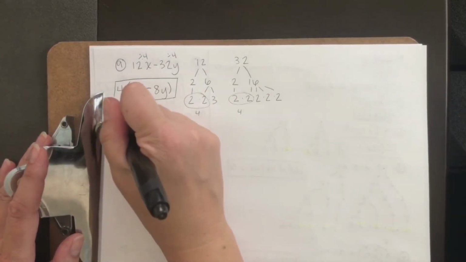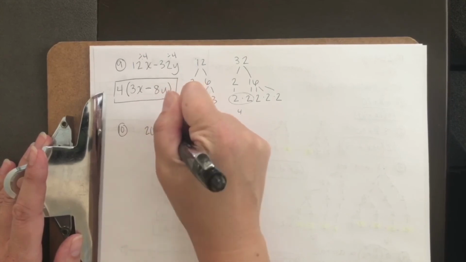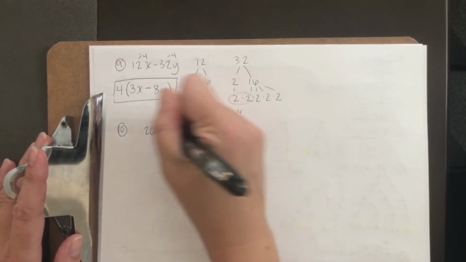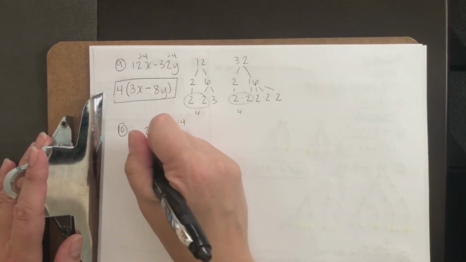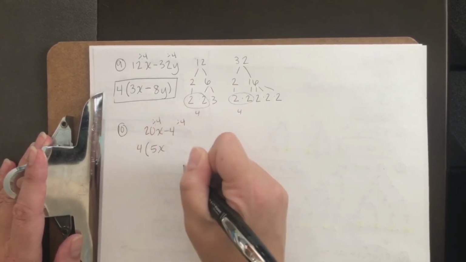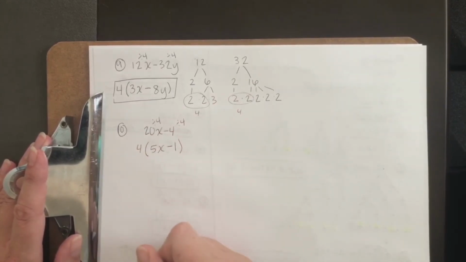Number 10, 20x minus 4. Well, these are both divisible by 4. Divide by 4, divide by 4. 20 divided by 4 is 5x, and 4 divided by 4 is 1, so minus 1.